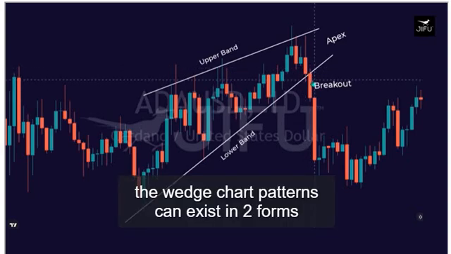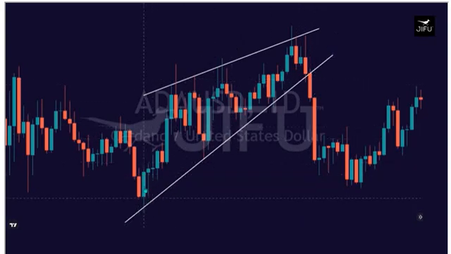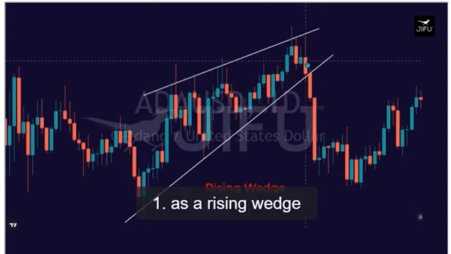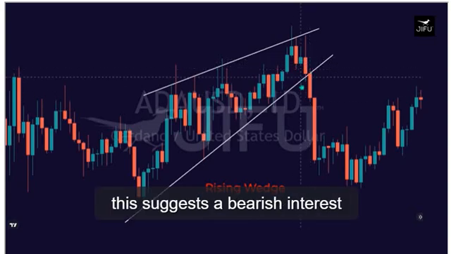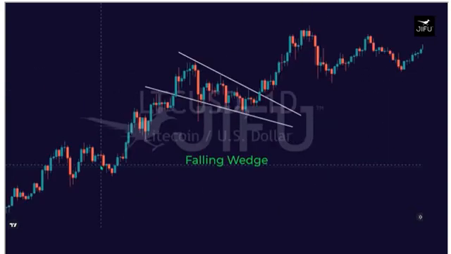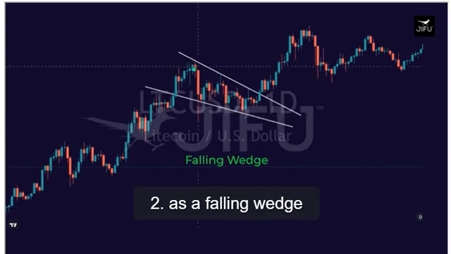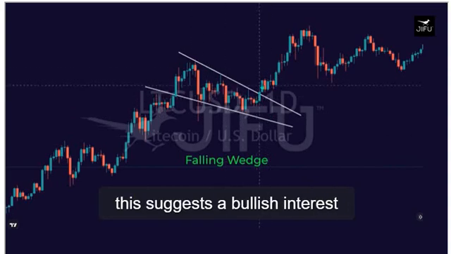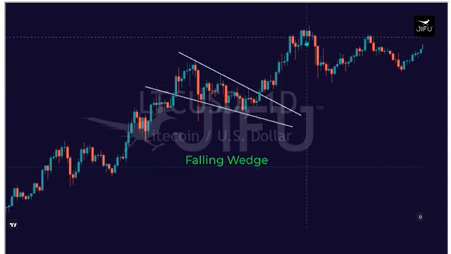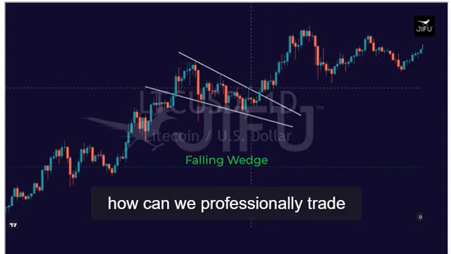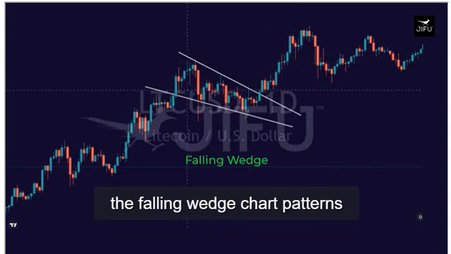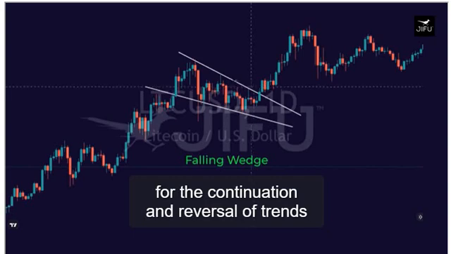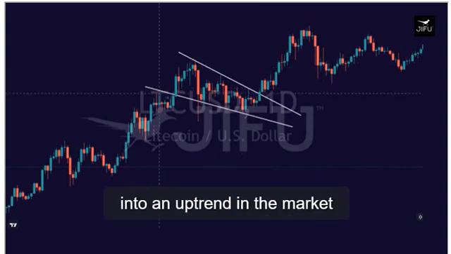The wedge chart patterns can exist in two forms on the price chart. Number 1, as a rising wedge. This suggests a bearish interest. Number 2, as a falling wedge. This suggests a bullish interest. How can we professionally trade the falling wedge chart patterns for the continuation and reversal of trends into an uptrend in the market?